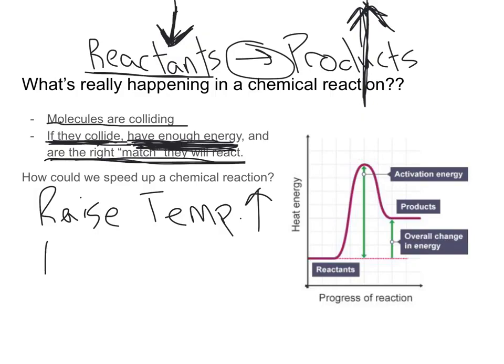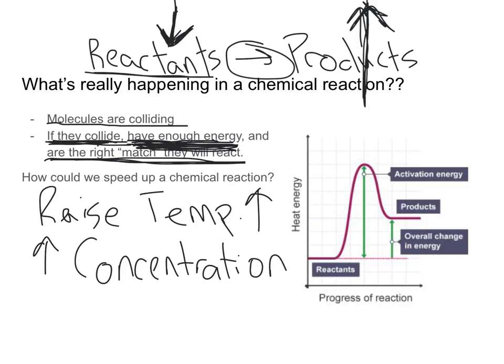We can also increase the concentration of our chemicals. And that would basically just mean how many molecules we have in either a liquid or in the air or in a gas or anything. How many molecules are in this space that the reaction's happening? And again, if we have more molecules in this space, we increase the concentration. There's going to be more collisions, and it's going to be more likely that they're going to run into a molecule that is the right match.